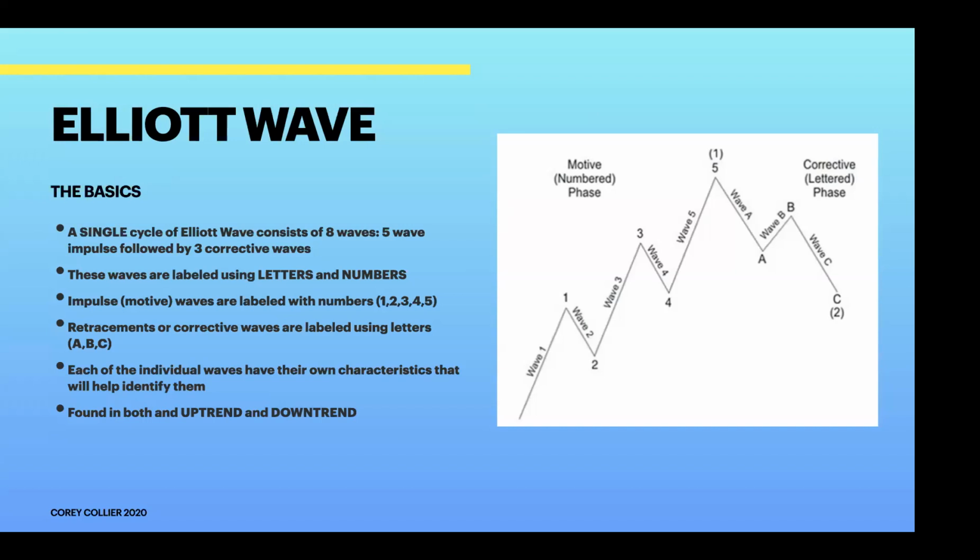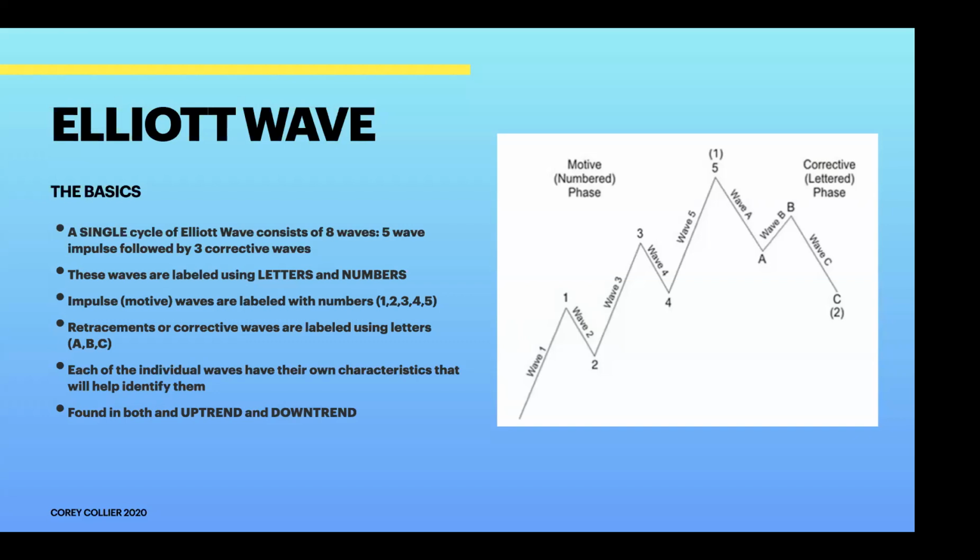The impulse or motive waves are labeled with the numbers. That's the trend, the major trend that we see. The retracements or corrective waves are labeled using the letters. That's the ABC portion that I always tell you guys about, that I always look for. We always enter on the retracements, right? Each of the individual waves has its own characteristics that will help identify them.